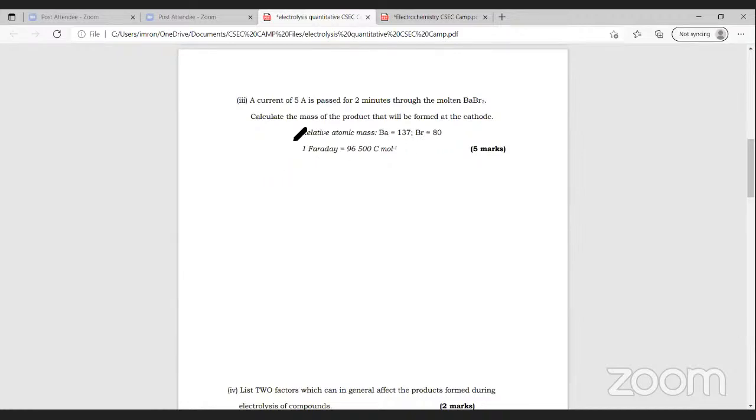It gives you the relative atomic mass of barium and bromine. So the cathode, we know that that's going to be barium forming. Let's look at that. We can start by finding out the quantity of electricity flowing through. The quantity of electricity flowing through is I times T. That's 5 amperes flowing for 2 minutes, but we must convert 2 minutes to seconds. So we have to multiply by 60.